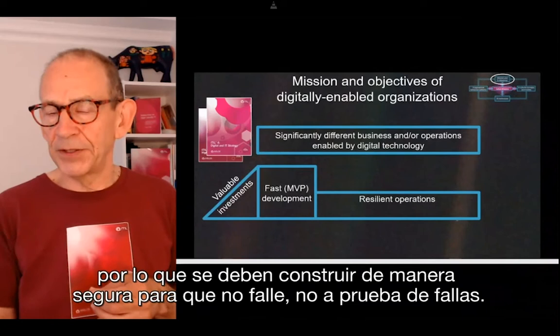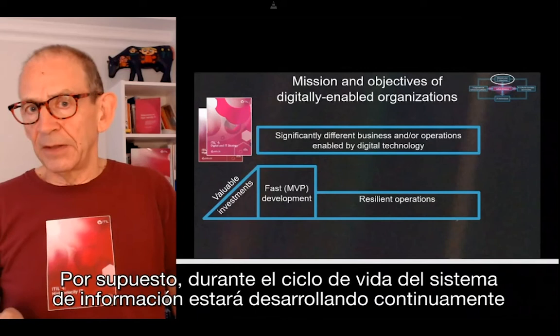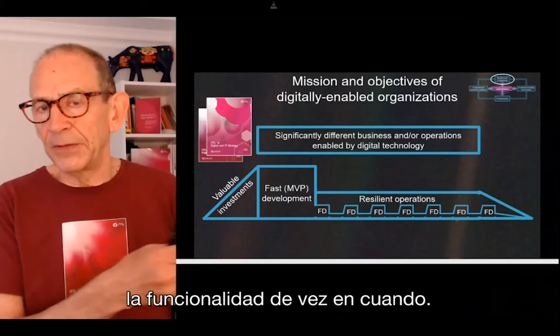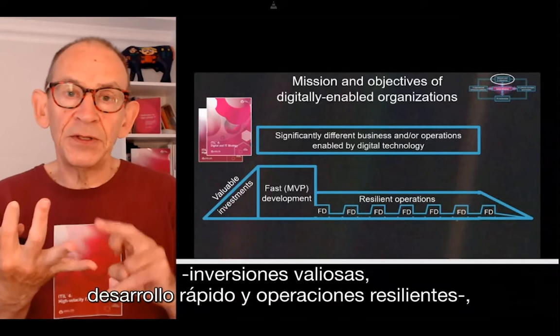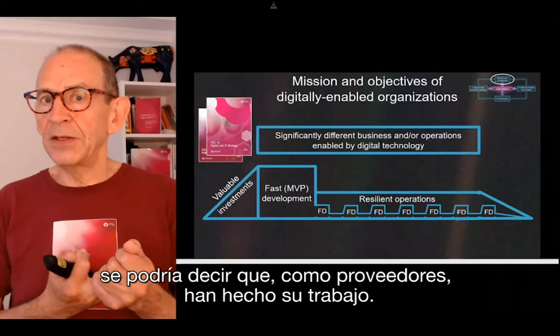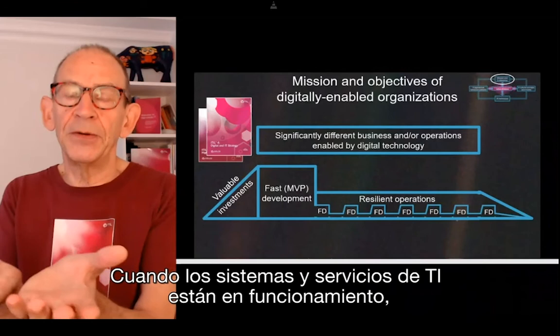Of course, during the life cycle of the information system, you'll be continually developing functionality from time to time. Now, it's interesting to observe that you see these three objectives: valuable investments, developed quickly, and resilient in operations. You could say that as a provider, you've done your job. The IT systems and services are up and running.